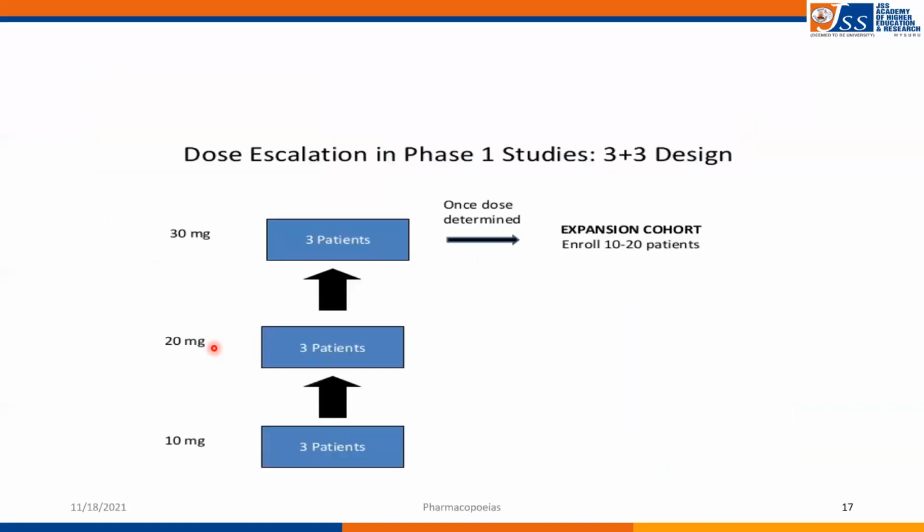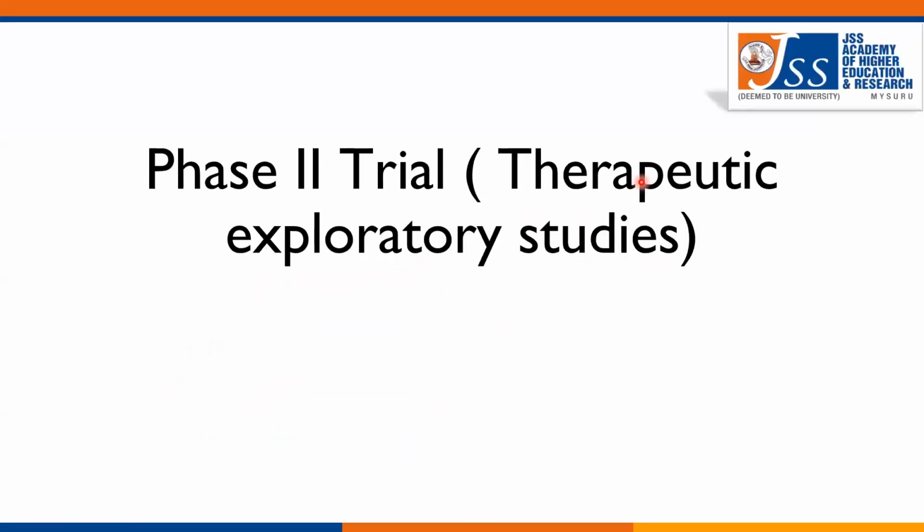So this is one of the methods where they do dose escalation studies in phase 1, that is called 3+3 design. For the first 3 patients, they administer 10 mg. The next 3 patients get 20 mg and the next 3 patients 30 mg. Once the dose is determined, they will extend the number of people to 10 or 20. So they want to do it in a small number of people first, then they are going to expand. This is generally called the 3+3 design.